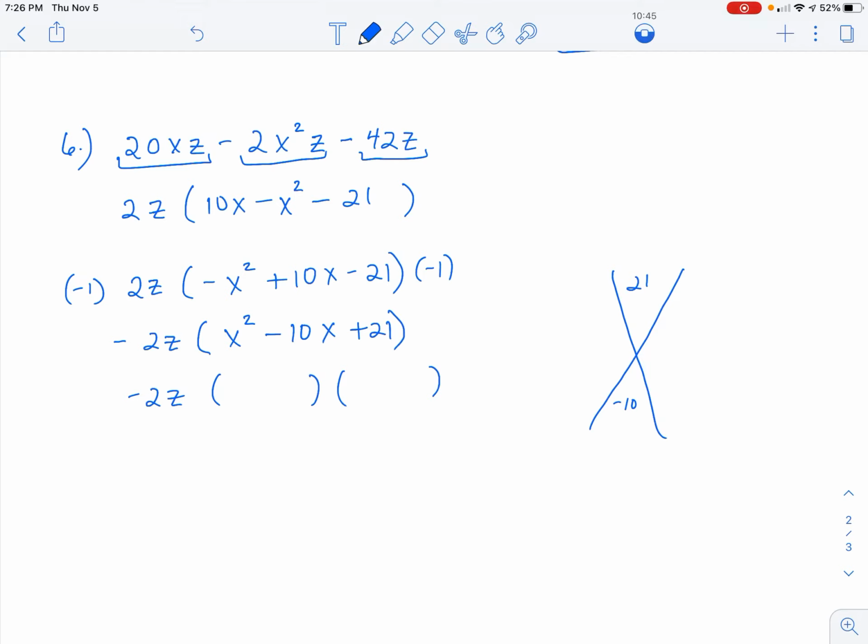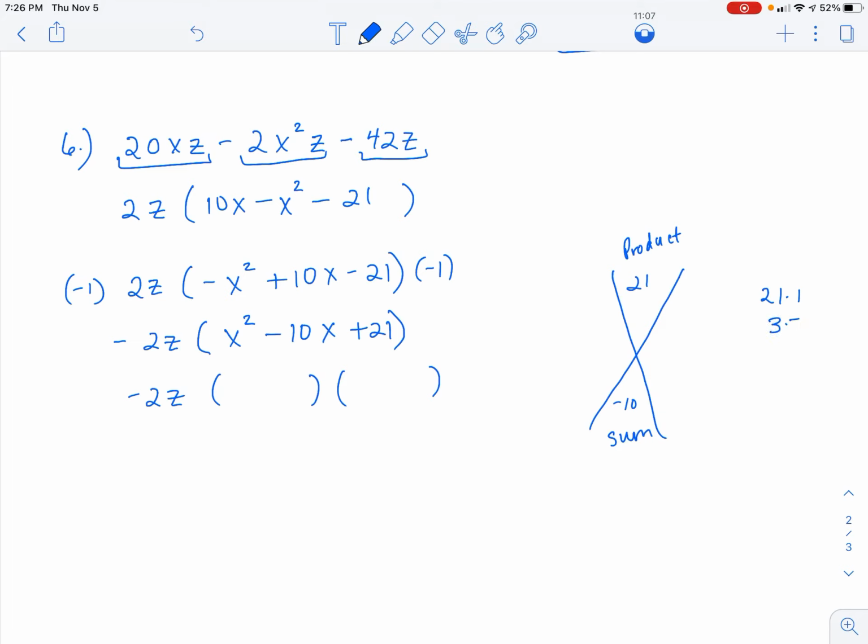Okay, so I'm looking for factors of 21. So if I list the factors, I would have 21 times 1. But if I add those together, there's no way that can give me this negative 10 down here. Okay, so I think this is what I was trying to say in class today. This is the product, and this is the sum. I think that's what I was trying to remember today.